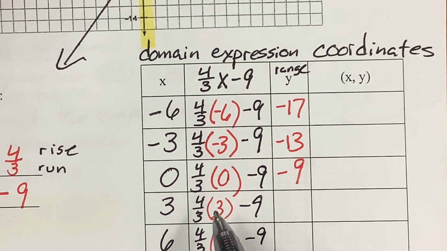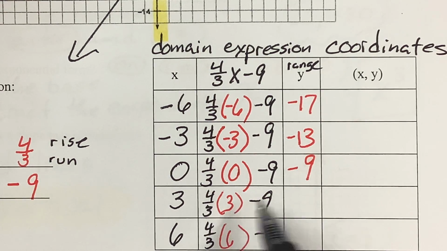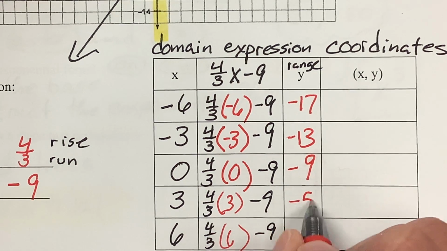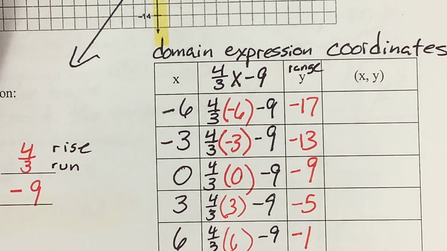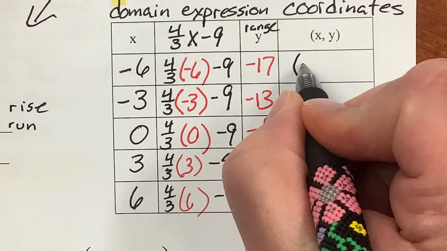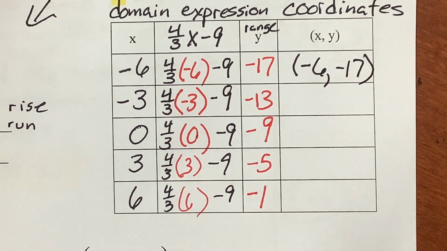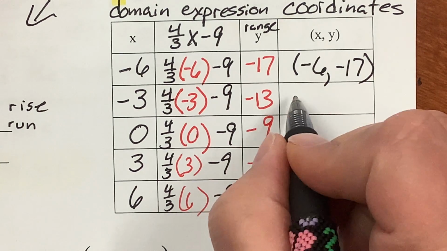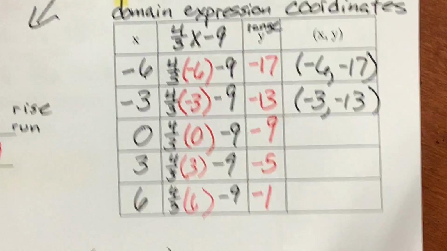All right, so 4 times 3 is 12, divided by 3 is 4, 4 minus 9, -5, and -1. Okay, so now the points I'll be graphing are -6, -17, which I can't graph because my graph paper doesn't go that far. -3, -13. Let's check that.